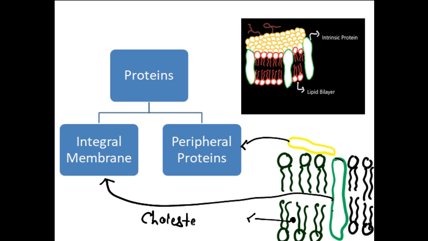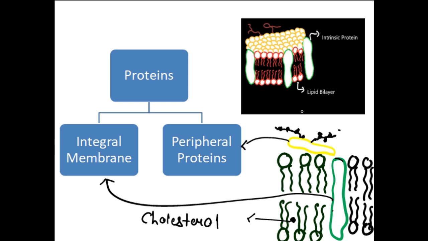Now, as you can observe, the lipid is arranged in the bilayer and the protein which is embedded within the lipid bilayer is called integral membrane protein or intrinsic protein, while the outer one is called peripheral protein. And along with the peripheral protein, there is also attachment of the carbohydrate, as the carbohydrate is arranged in this manner. Carbohydrate.